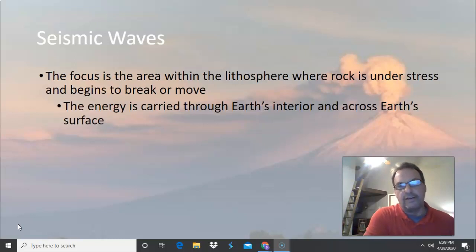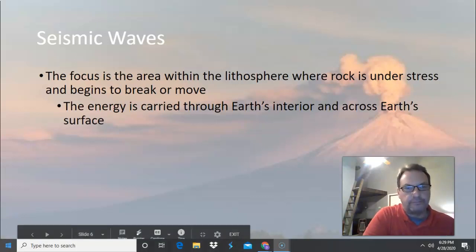But the energy is carried through Earth's interior and all the way across Earth's surface, so that you will feel an earthquake when it occurs. A lot of times there may be a little tremor, but definitely you're going to feel those waves.